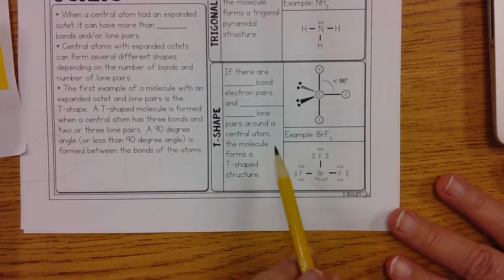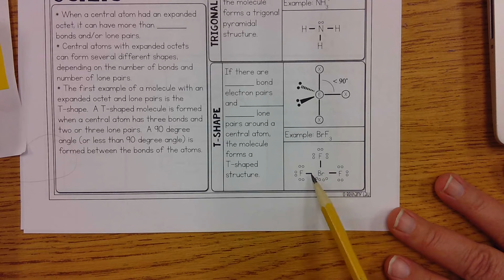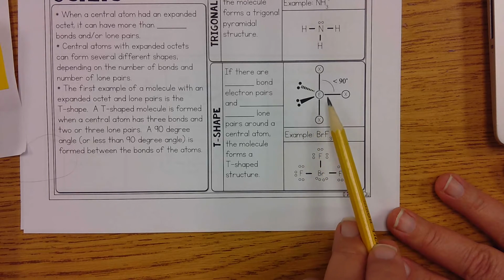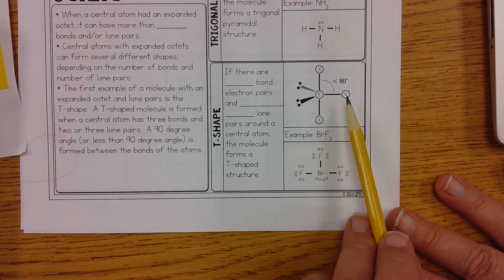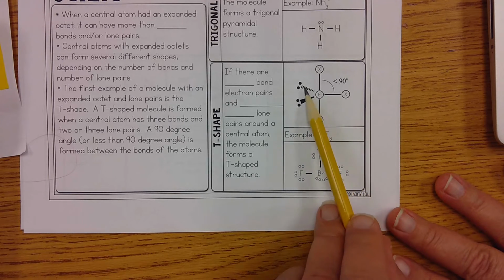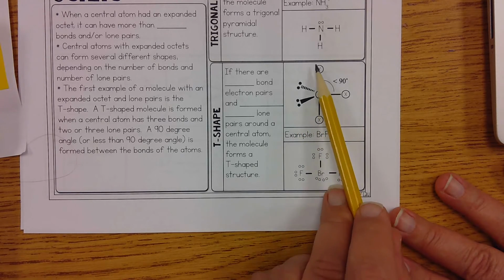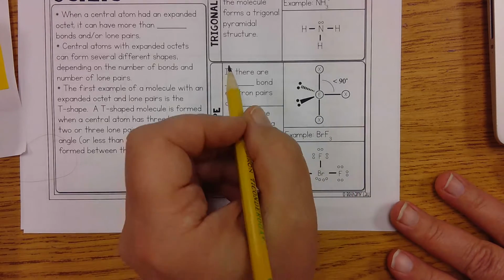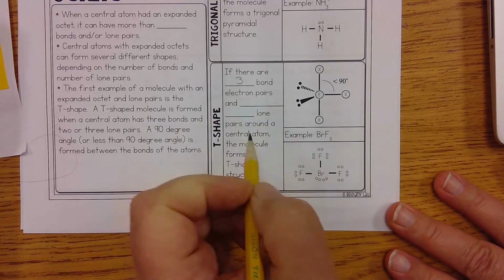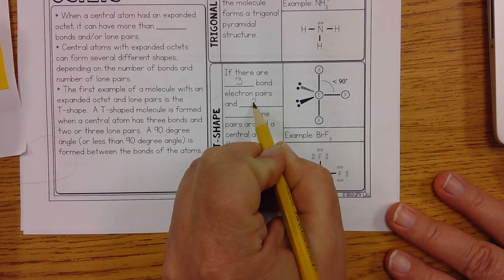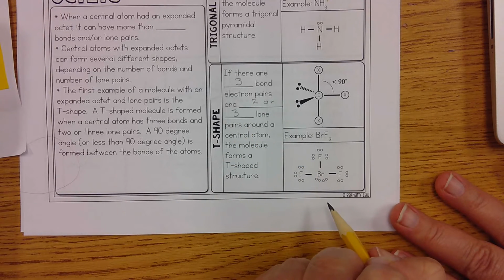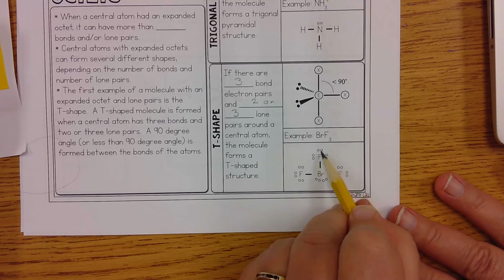The next shape is called a T shape, which you can see better in this example, because of the lone pairs and one of the atoms are on this one plane, and then you have an atom going up and an atom coming down. So this time we have 3 bonded pairs and 2 lone pairs around the central atom. We get this T shape.